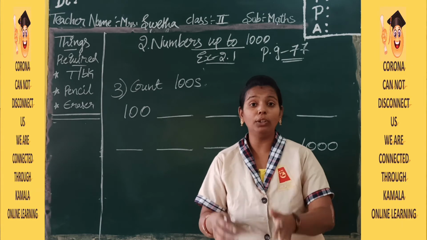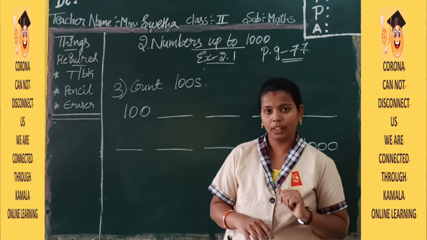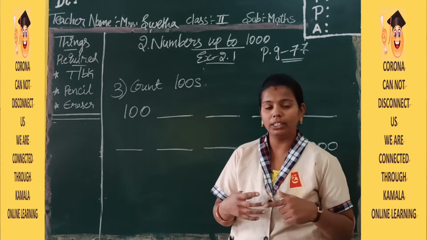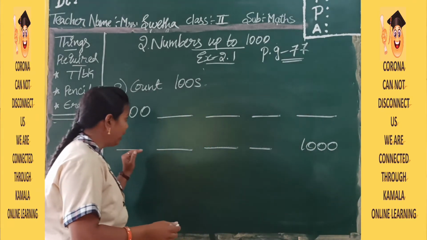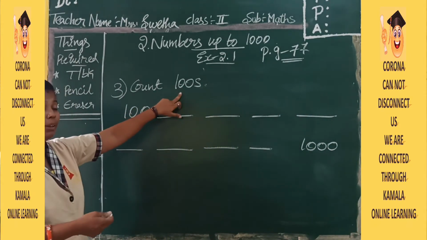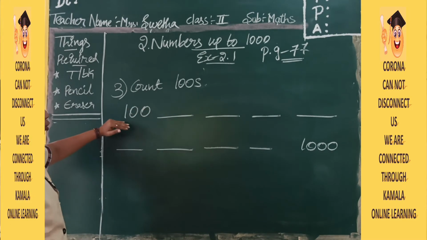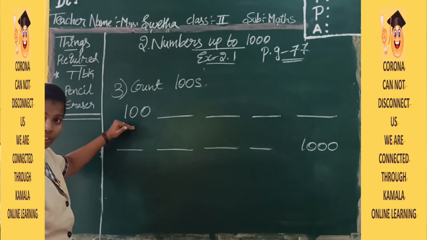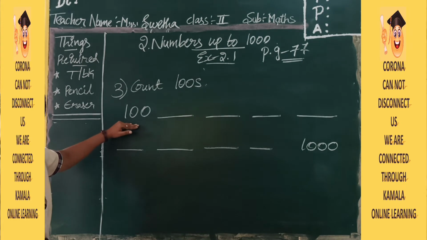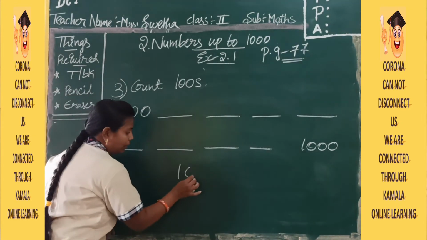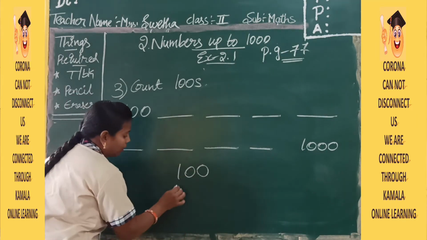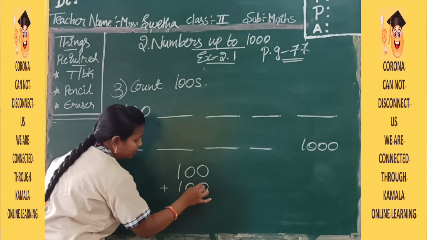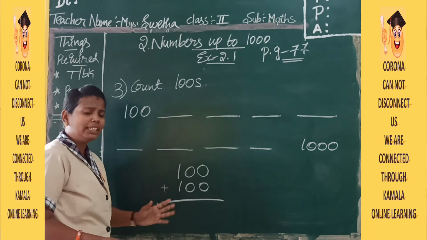So here we will use the method of addition. Okay, we will use the method of addition. Then we can fill these blanks. So 100, they are saying how many numbers to count? 100. So you have to take the help of the number which is given in the question first. See here you have 100, no? For this 100, you have to count again 100 in the question. So add 100 to this. Okay, it is very easy, children.